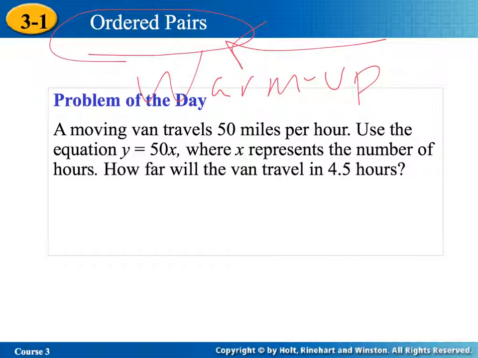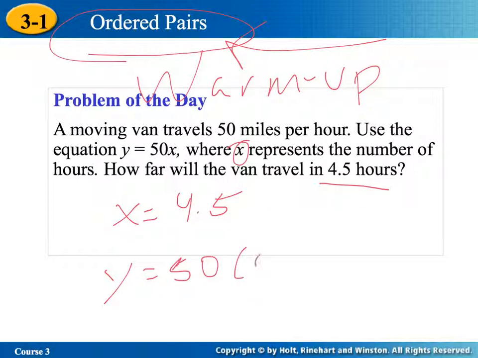All right, so it says a moving van travels 50 miles per hour. Use the equation y equals 50x, where x represents the number of hours. How far will the van travel in 4.5 hours? Well, if that's the number of hours, x is equal to 4.5. Then you plug in 4.5 for the x, so you get 50 times 4.5. When you multiply that out, you get 225 miles.